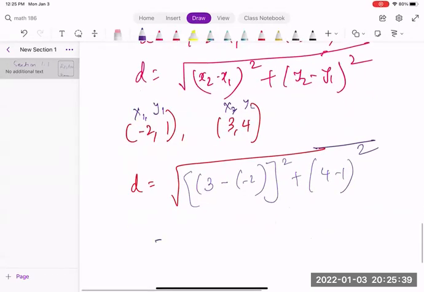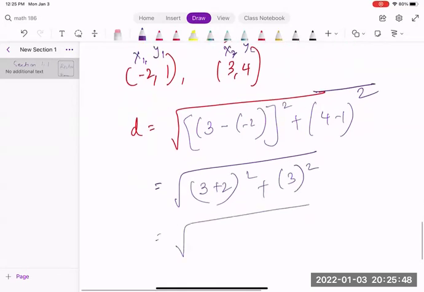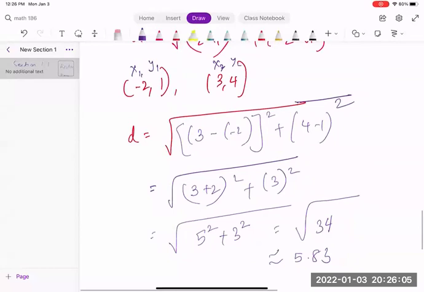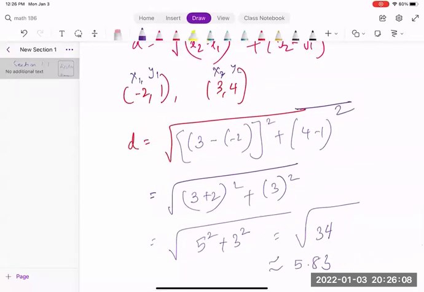Okay, and this would be given by 3 plus 2, and this is a 3 square. So you would have a 5 square plus a 3 square, which is going to be 25 plus 9, that would give you 34. And of course, you can put this in your calculator and you would get 5.83. So the distance between these 2 points in here, -2, 1 and 3, 4, is 5.83.